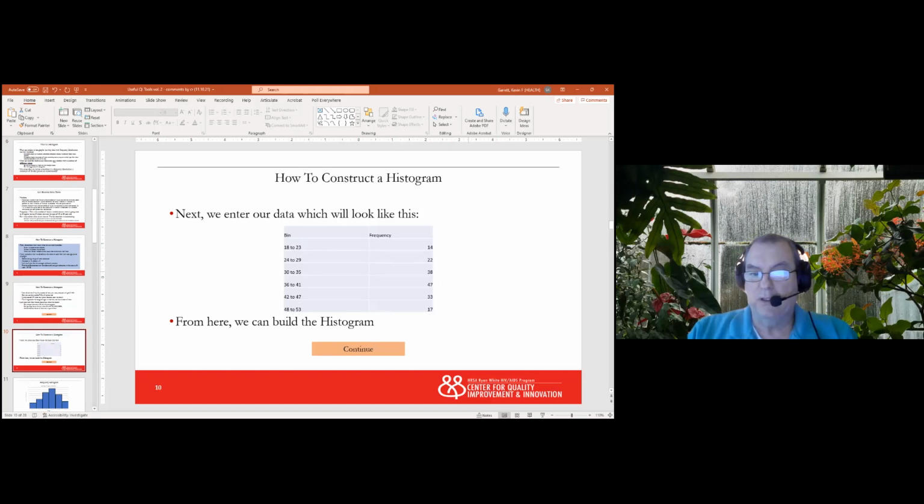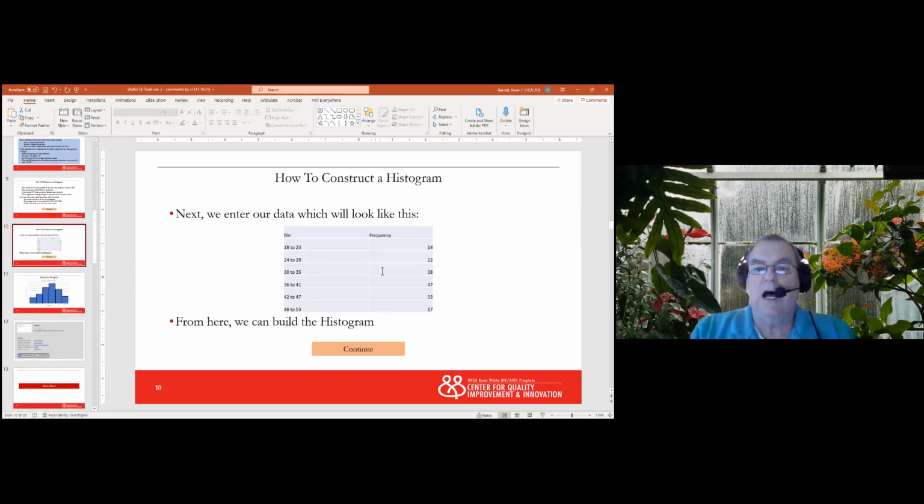From here, you can build the histogram. This is actually taken from Excel. So these are the actual frequencies, and this is all made up, just basically to kind of prove the point. And it's not horrendously hard. There's just a few simple things to do.